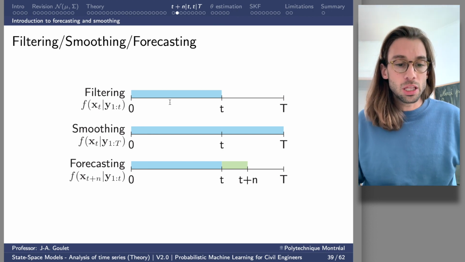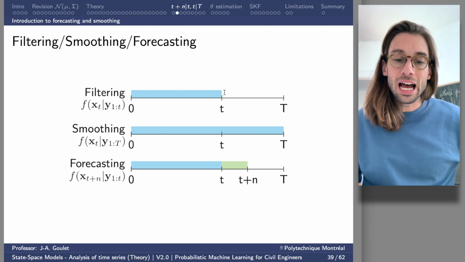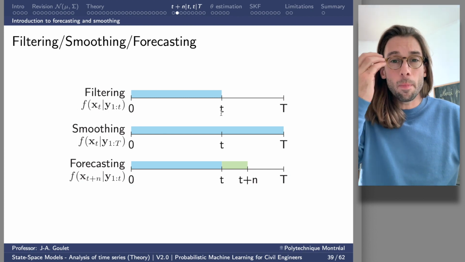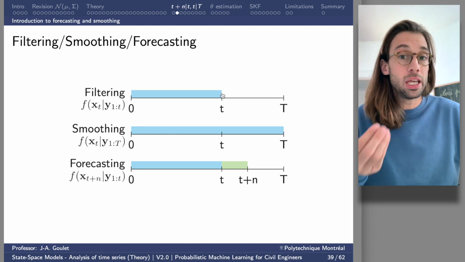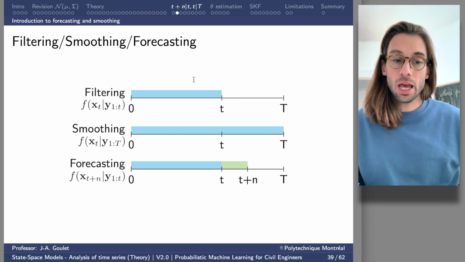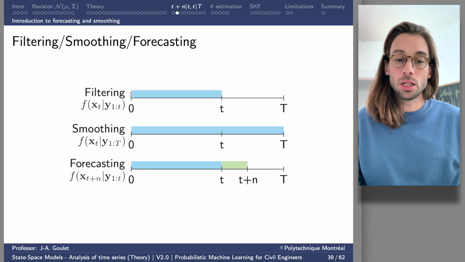So for the task of filtering, you're currently at time t, and what you want to do with Kalman filtering is to obtain the best estimate possible at time t for your hidden states, given all the knowledge from y1 up to yt. This is what we call the filtering task: having the best estimate at time t given all the past knowledge.